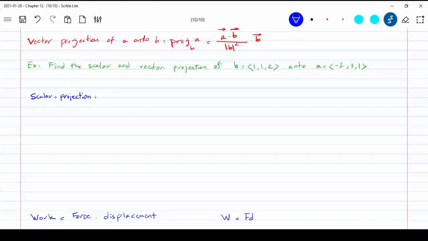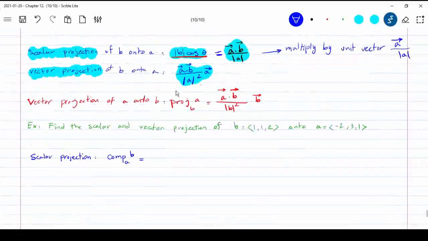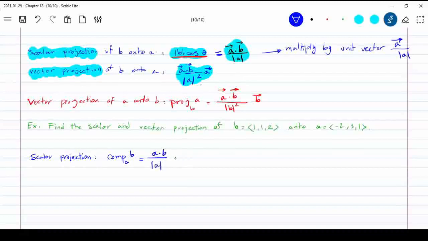Or component projection, sometimes I write it. I should say component of B onto A. I should have mentioned here that instead of writing the projection, they write component of B onto A as the scalar projection. So it would be A dot B divided by magnitude of A.